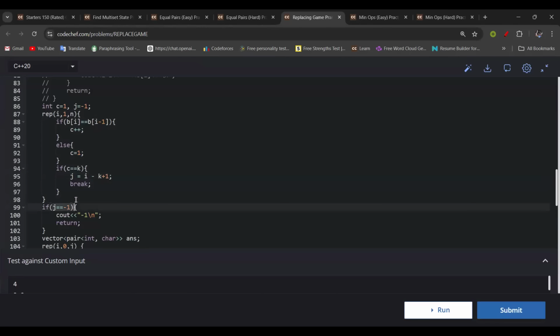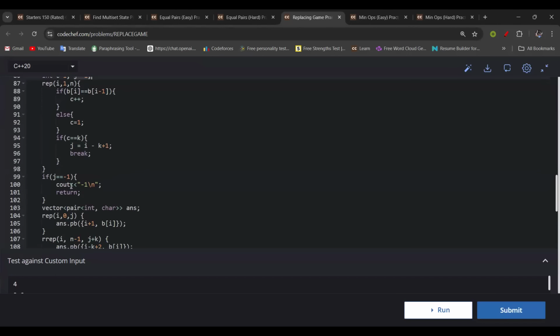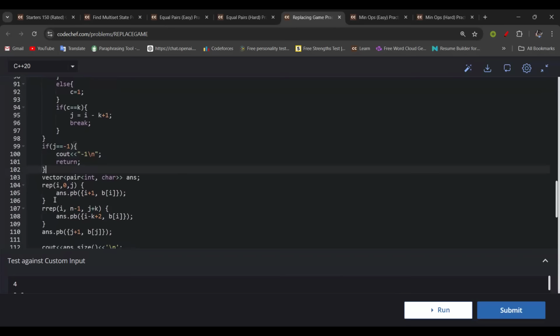If J remains -1, it means we never found such an index. J was initially -1, it remained -1. We would print -1 as our answer and return. Other than that, we would always have an answer. So my answer I'm storing in a vector of pair of int comma char. Every operation is denoted by an integer index and the character that I'm replacing. So in a pair, I'm storing that answer, and all the operations are stored in a vector. So in this vector of pair, I'm storing my complete answer.